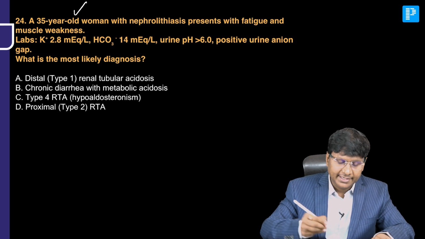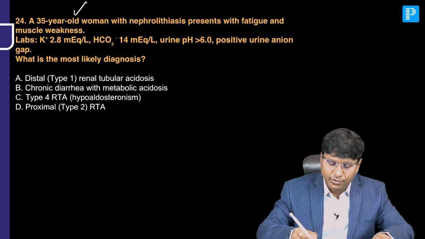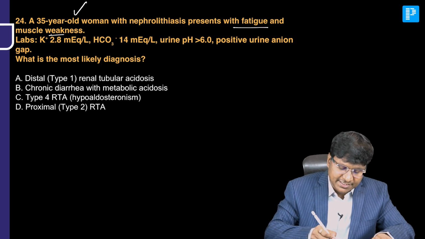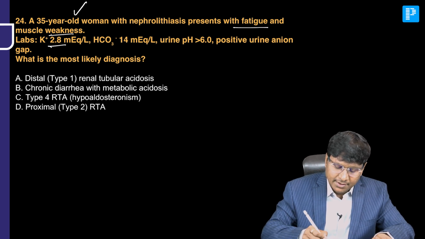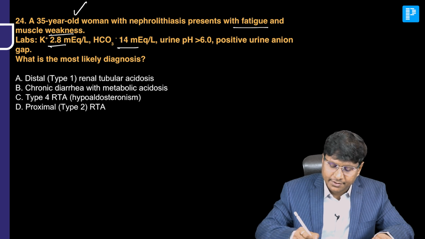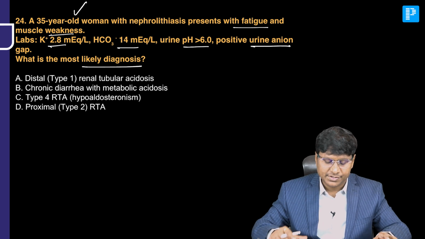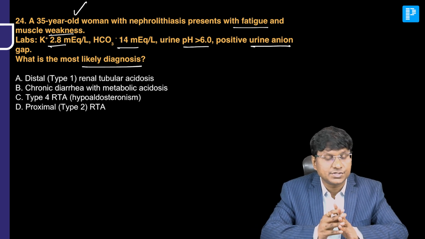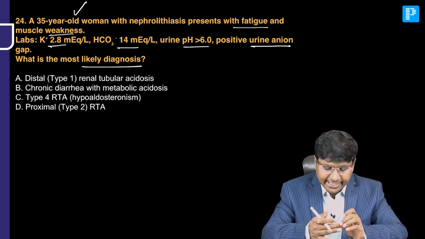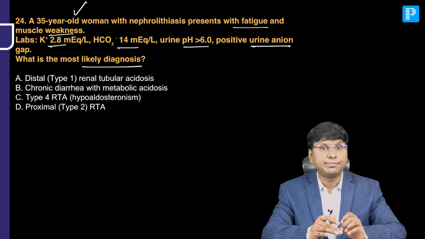Next question. A 35-year-old woman with nephrolithiasis presents with fatigue as well as muscle weakness. Potassium is 2.8. Bicarbonate is 14 milliequivalents per liter. Urine shows pH of more than 6. Positive urine anion gap. What is the most likely diagnosis in this patient? Type 1 renal tubular acidosis, chronic diarrhea with metabolic acidosis, type 4 renal tubular acidosis and type 2 renal tubular acidosis.